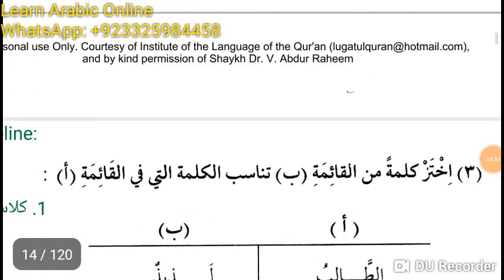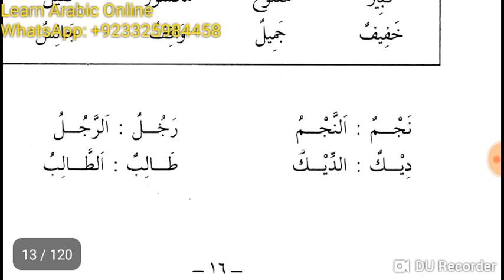Then we have Najmun, Astiral, Unnajmun, the star. The point they are telling you is this: whenever we use Shadda after Lam, Lam becomes silent. So in all these words, Lam will be silent. Unnajmu, the star. Ar-Rajulu, the man. Lam is silent because next after Lam we have Shadda. Ad-Diku, Lam is silent because after Lam we have Shadda. At-Talibu, Lam is silent because after Lam we have a Shadda. Read these words.